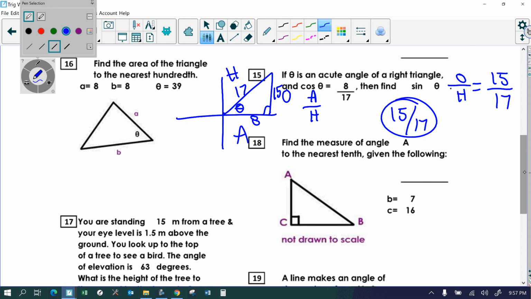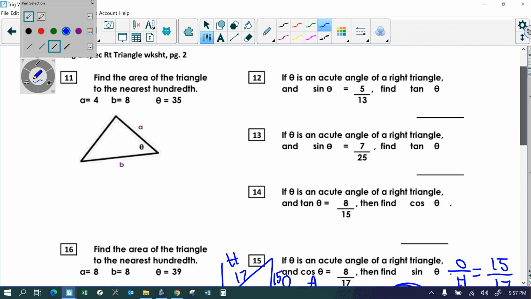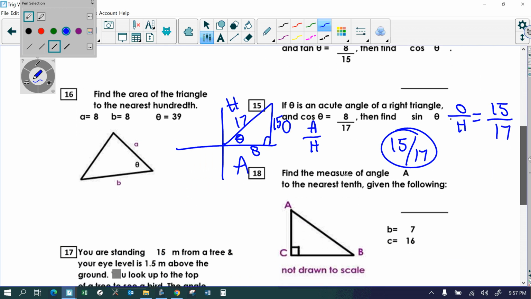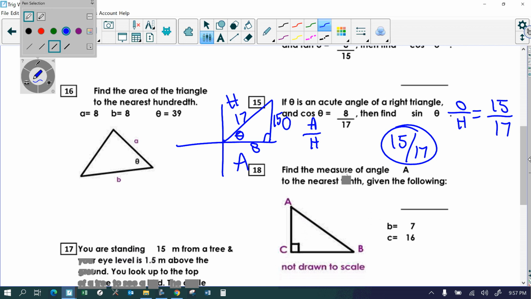Okay, number 16. I don't think I missed anything up there. No, we already did that, 11. So 16, notice, is the same type. So you're just getting two practice problems on it, just like I gave you a few on 12 to 15. Okay, so I draw my right triangle again. I'm going to have to find the height. They tell me theta is 39, they tell me A is 8, and B is 8.